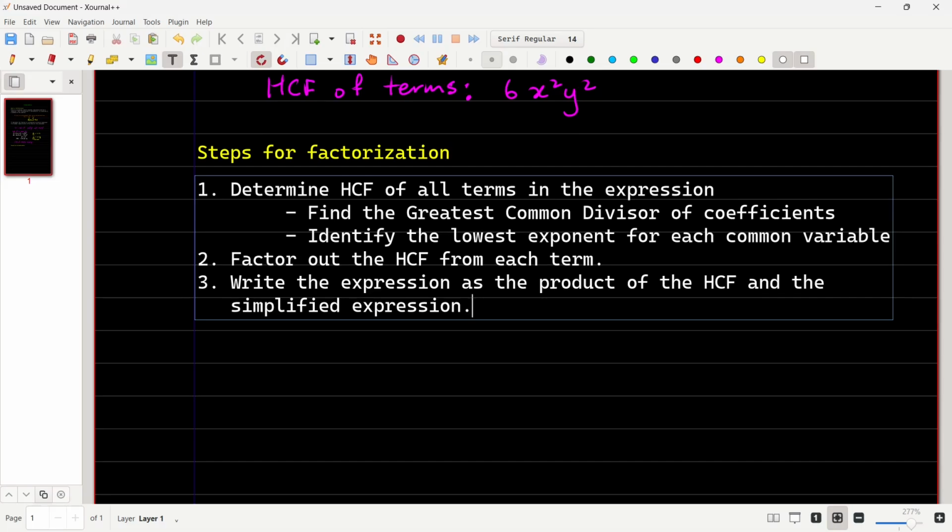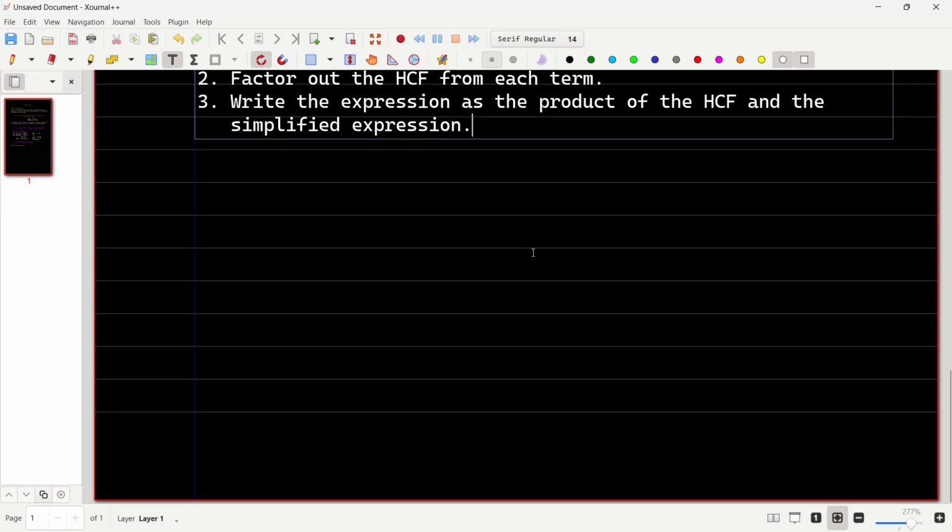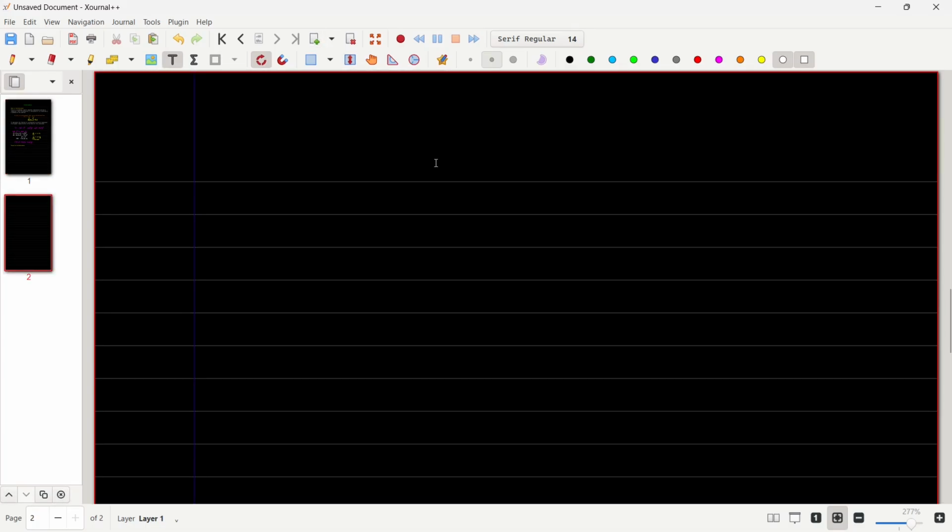So we're going to do some examples now. I'm going to do about 5 examples, and then I'm going to give you problems that you can work on in your own time. So let's first look at example 1. All of these are factorization problems. So factorize 5x plus 10.